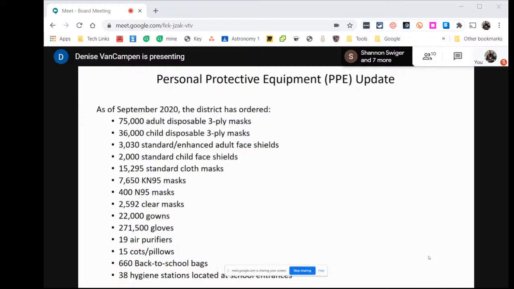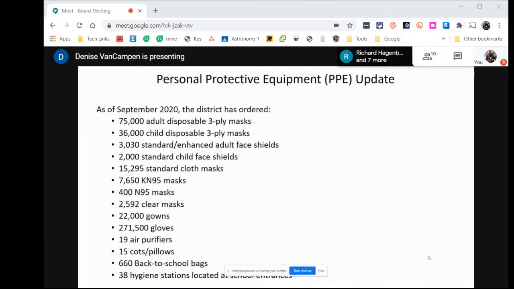We have 38 hygiene stations. You'll see those, you saw them as you came in the front entrance. They're stocked with masks and hand sanitizer, so whatever the main entrances are for staff or visitors, in addition to kitchens, they all have these stations, so that if anybody comes in and doesn't have what they need, they are able to get it. Again, we will be working shortly in the next couple weeks to get some more PPE ordered to have on stock.